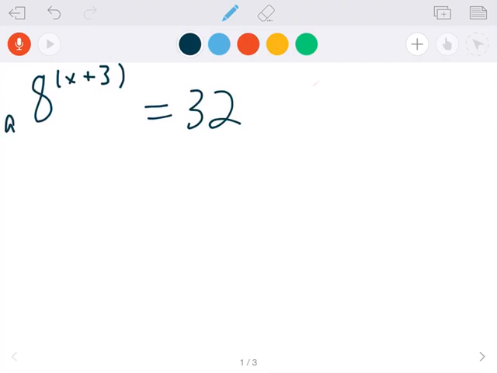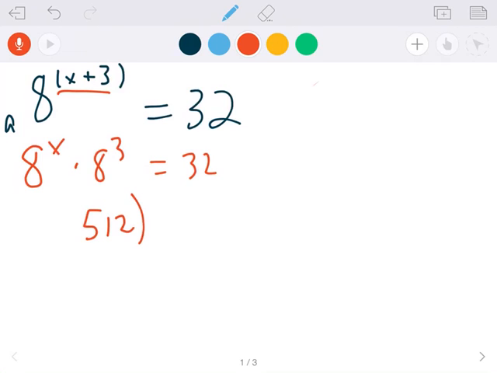And because it's x plus 3 here, we are assuming that the bases were being multiplied originally, so we could rewrite that using the exponent properties as 8 to the x times 8 to the third, and that would be equal to 32. And then when we take 8 to the third power, we get 512. So we have 8 to the x times 512 equals 32.